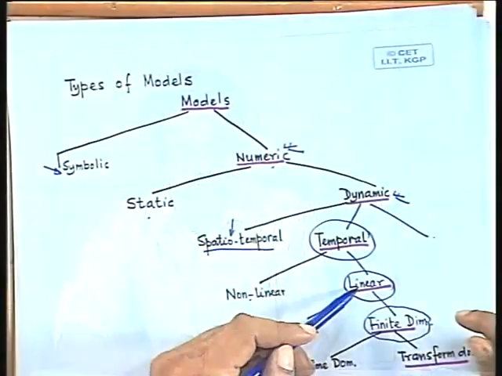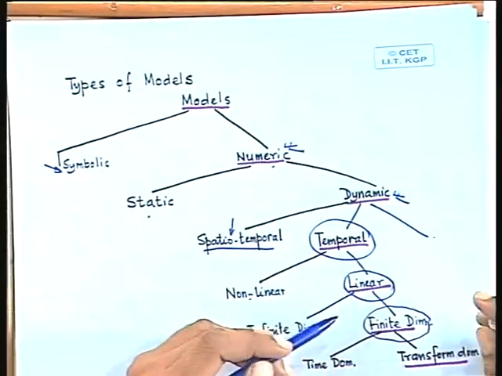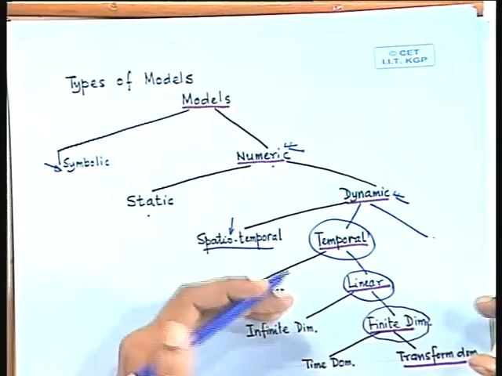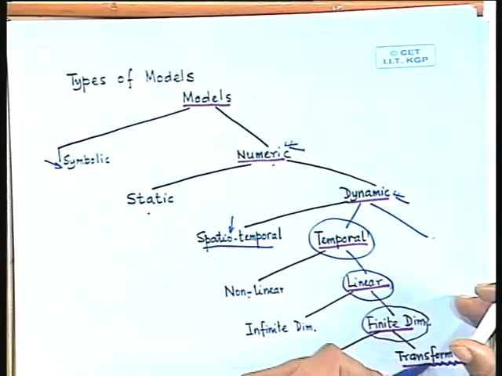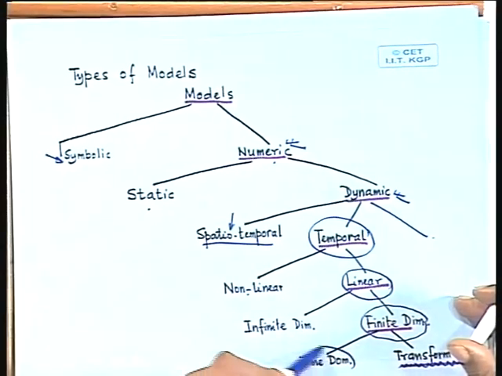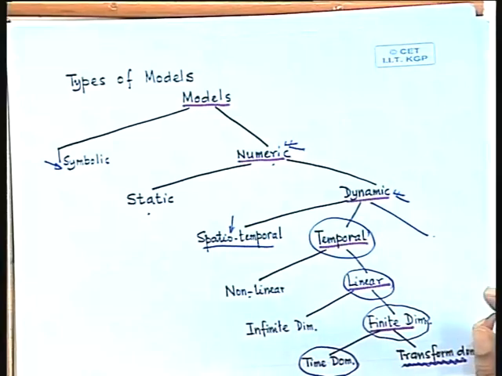Finite dimensional linear systems could be treated either in time domain or in transform domain. Sorry, we are not going to take it in transform domain. We are mostly going to take it in time domain, basically because then you can directly use signal values. You could go further down.